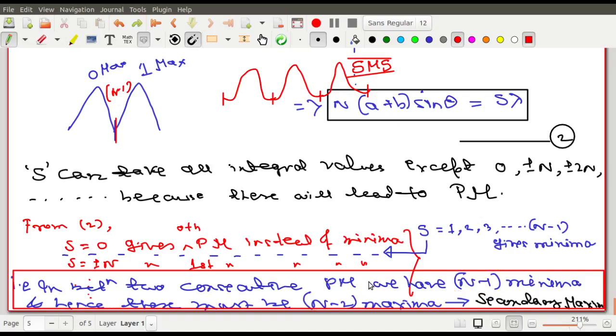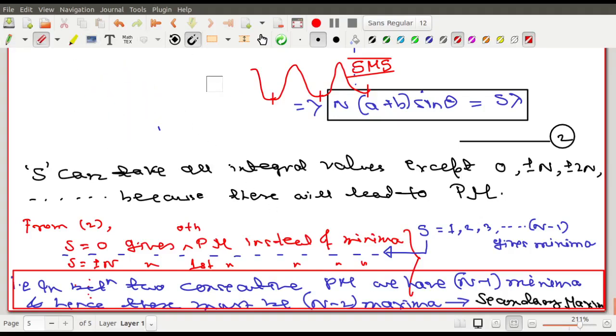These are the secondary maximas, because principal maximas are already discussed. So this is how you get the concept of secondary maxima even in case of interference. So in interference you learn about another kind of maxima. So what is the chronology?